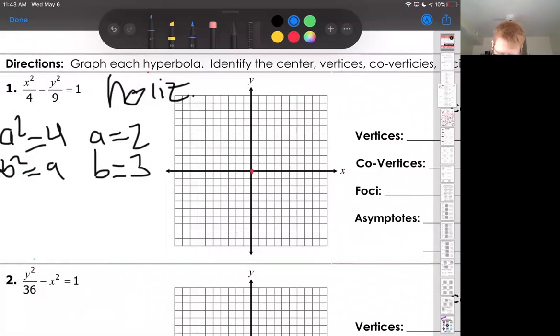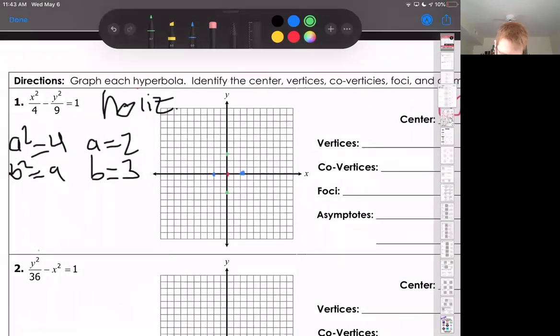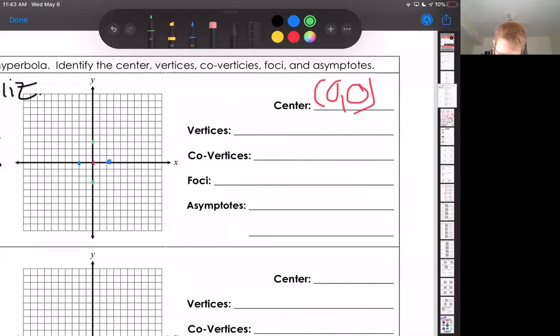So we'll do our vertices in blue. We're going to go right 2, and we're going to go left 2 of the center. Our co-vertices I'll do in green. You're going to use your b value, so from the center, you're going to go up 3 and down 3. So before we draw in our hyperbola, I'm actually going to just write the coordinates. You can look at your graph, or just think about how you're manipulating the center. So our vertices are at 2, 0 and negative 2, 0. Our co-vertices were at 0, 3 and 0, negative 3.